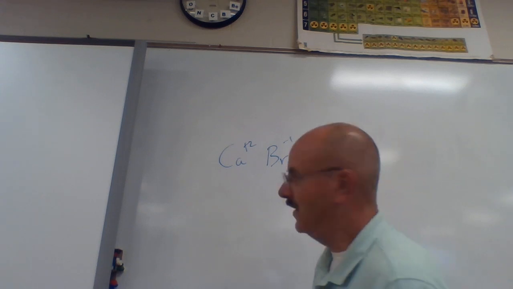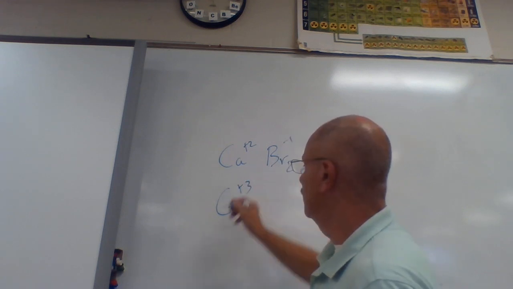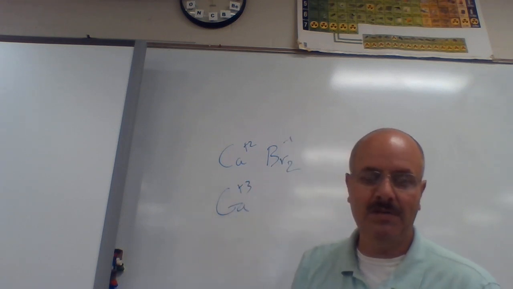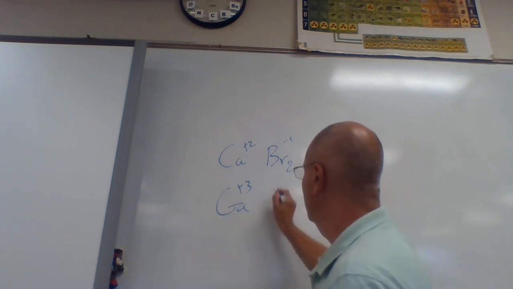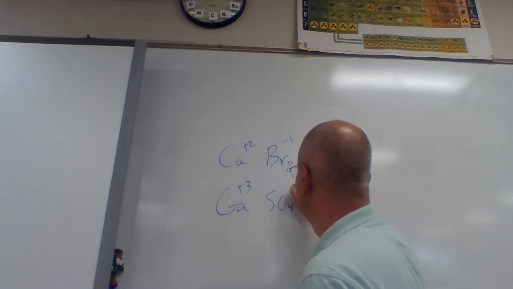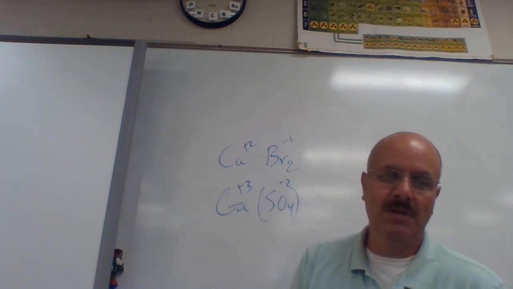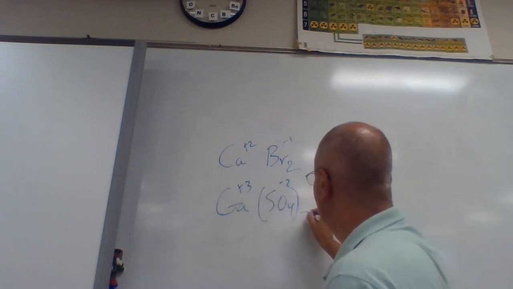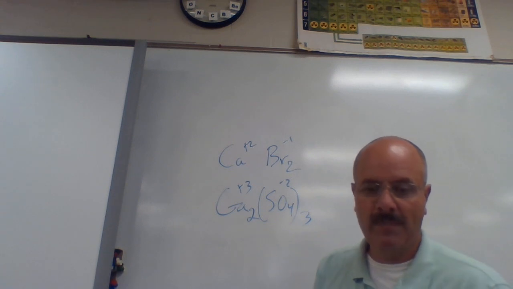Second one, gallium sulfate. We've got gallium. Gallium from the periodic table is a +3. And then we have sulfate. Because it's a polyatomic ion, you've got to go to that polyatomic ion chart, and it's SO4. I'm going to put it in parentheses for the fun of it. That's a -2. Those charges don't cancel each other, so we crisscross it. We put the 3 over here, the 2 over there, and we end up with Ga2(SO4)3.